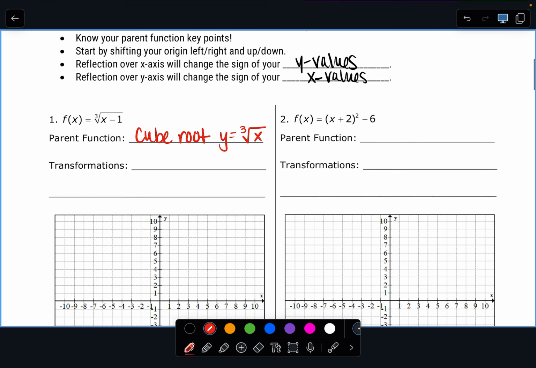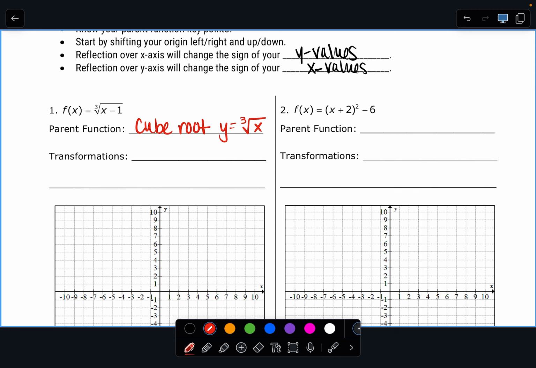So looking at what the parent function is and looking at what I have, what is the noticeable difference between the two things? There's a -1. So that -1 that I have, is it inside the parent function or is it outside? It's inside. So anytime I have something inside, that is going to be a shift to the left or to the right. So this one is going to be to the right. Why is it to the right? It's the opposite. When you see -1, a lot of us want to think, okay, I'm going to the -1 number. It's always the opposite on the inside. So we're going to go ahead and we're going to say this is shifting to the right 1.